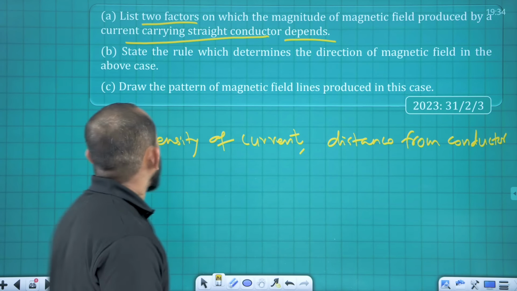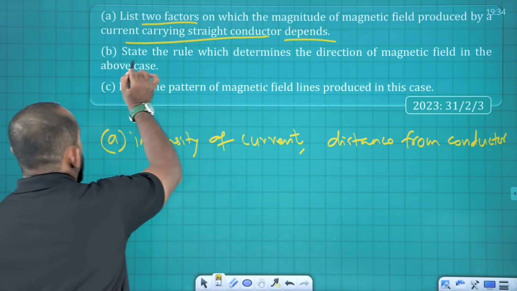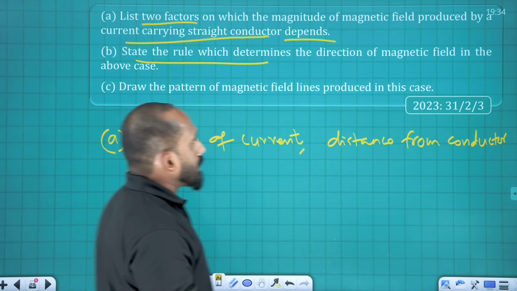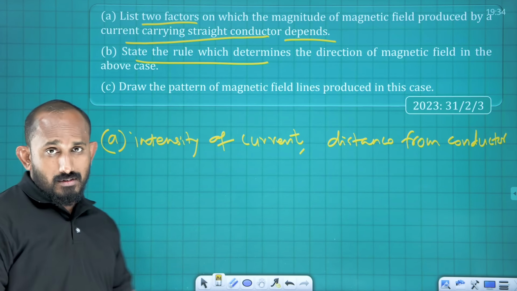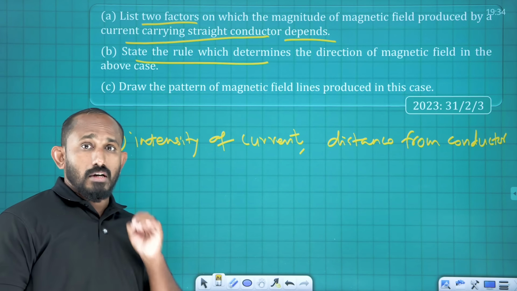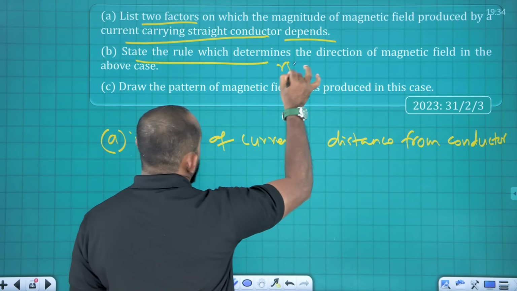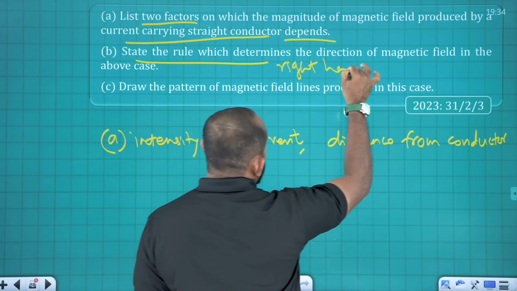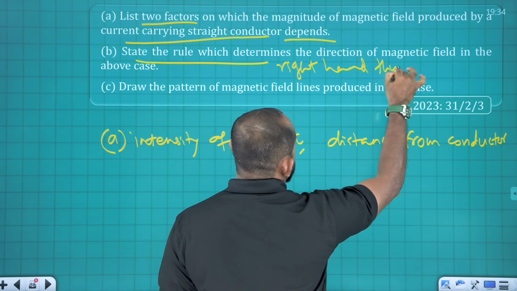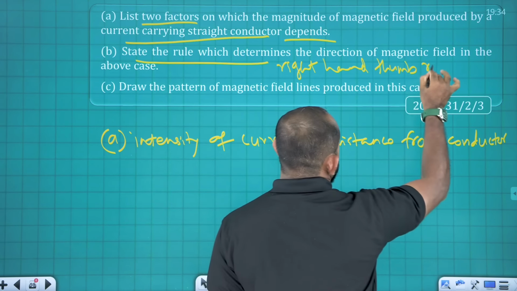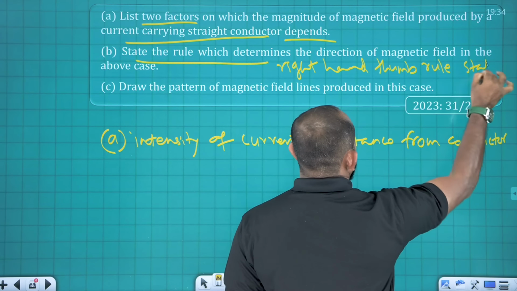Okay? Then state the rule, second part, which determines the direction of the magnetic field in the above case. So, the statement you have to give is the right hand thumb rule. That statement you have to give completely. Right hand thumb rule. Its statement you should give.